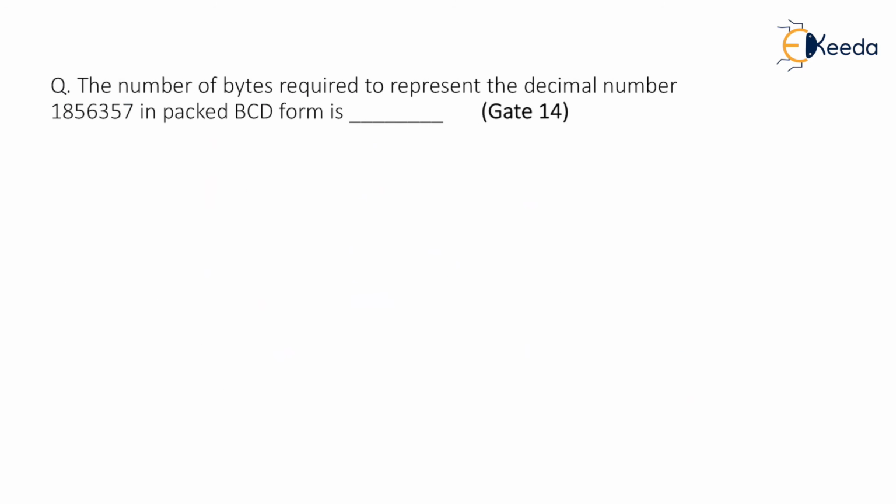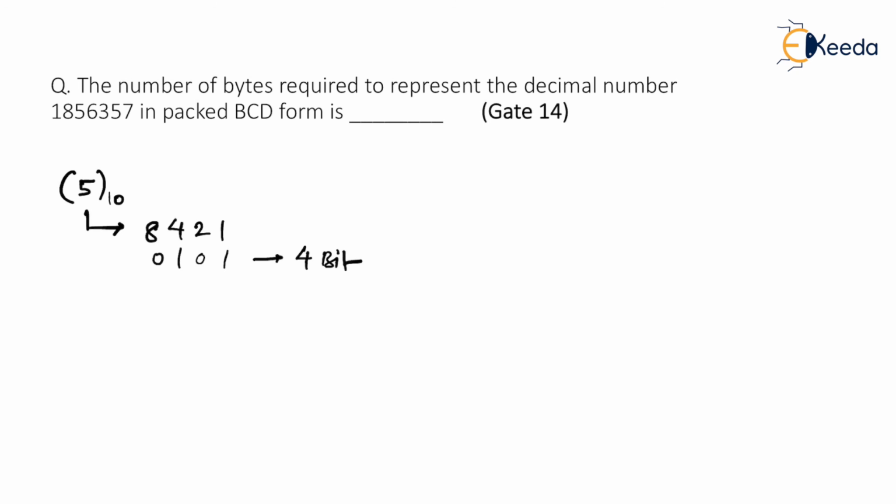The number of bytes required to represent the decimal number 1856357 in packed BCD form is. So let's see how to deal with this. See, I'll tell you. Suppose I have digit 5 to the base 10. Then I can represent it in BCD just by writing 8421 below it. So 4 plus 1 is 5, and the rest of the bits would be 0. How many bits are required to represent 5? I would say 4 bits.